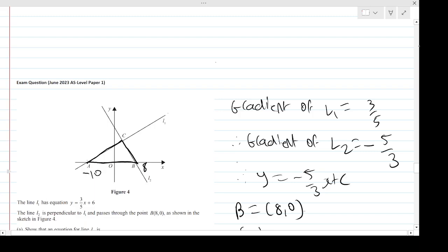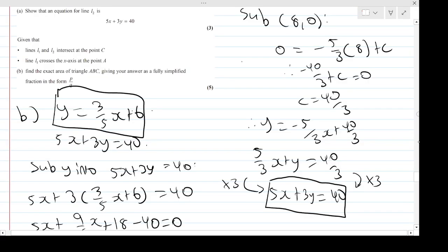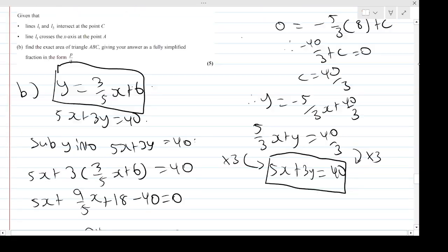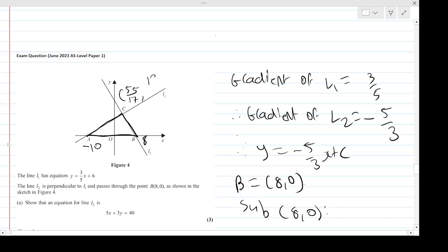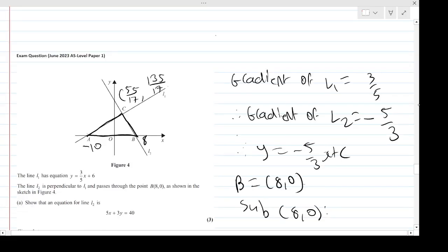And C was the point 55 over 17. What was the y value? Oh, yeah, 55 over 17, 135 over 17. Okay, so now we've got all the points. There we are. So we've got our points then. Now we need to find the area of this triangle, ABC.